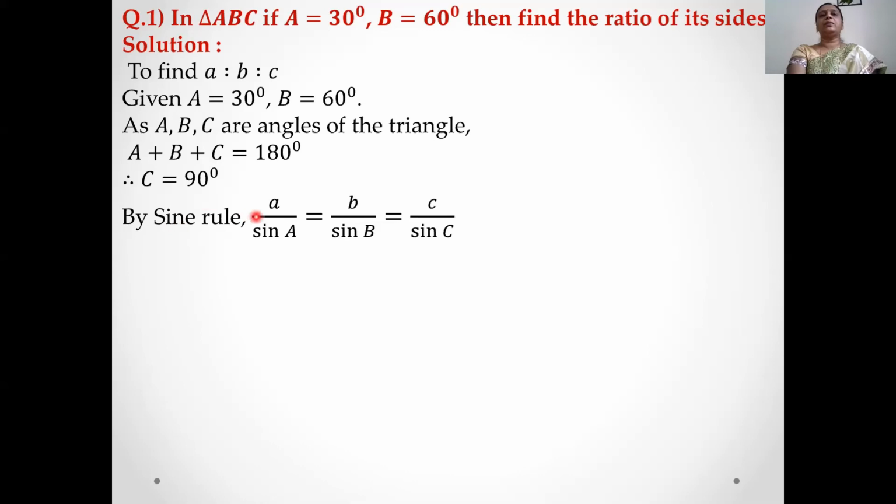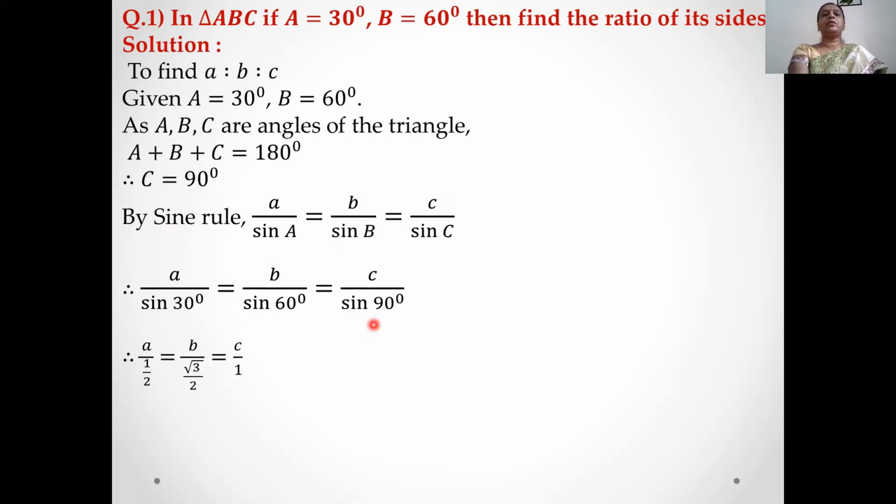Now use the sine rule. What is the sine rule? a/sin A = b/sin B = c/sin C. Now you keep the values of angles A, B, C here. Then this equation becomes a/sin 30 = b/sin 60 = c/sin 90. Now what is the value of sin 30? Sin 30 is 1/2. Sin 60 is root 3/2 and the value of sin 90 is 1. You keep that in the next step.